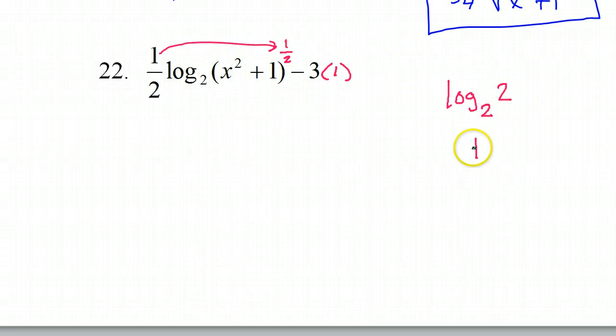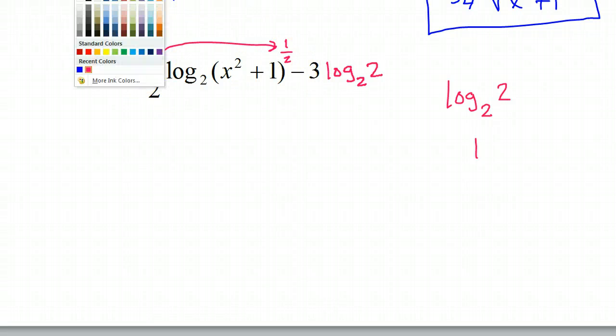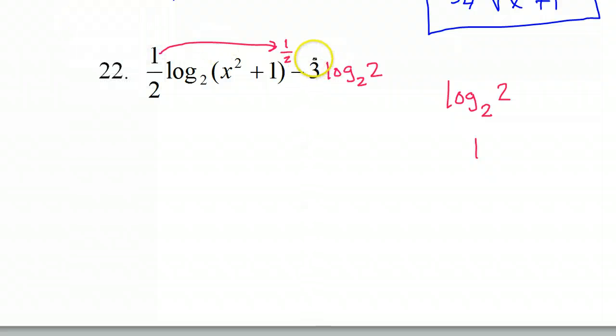So since this is equal to 1, if I want to turn this into a log expression, all I have to do is take my invisible 1 and replace it with log base 2 of 2. Because I don't need parentheses at this point, I can just stick on a log base 2 of 2. Now I can do that without changing the value because it's really just multiplying by 1. It's all good.